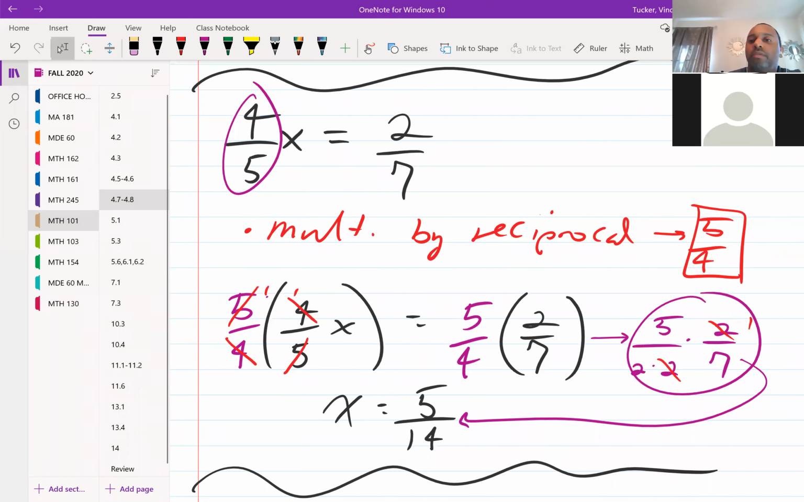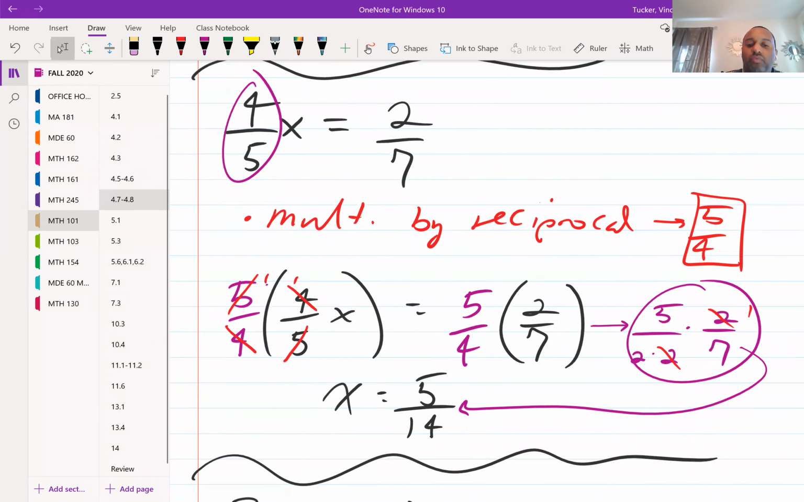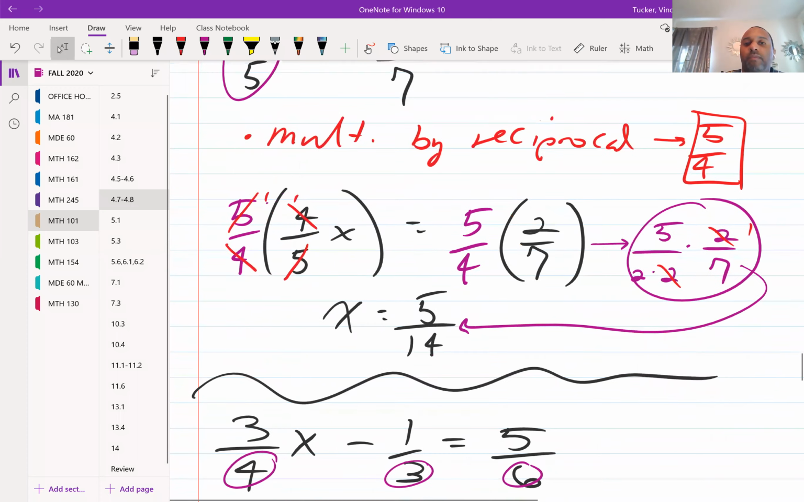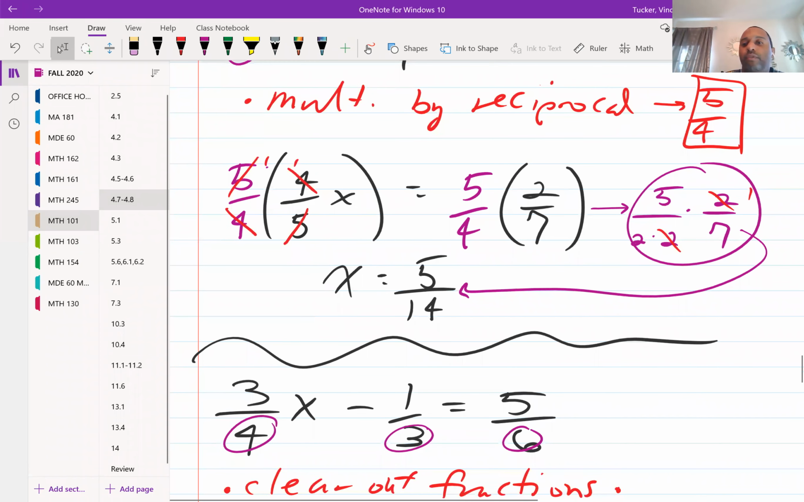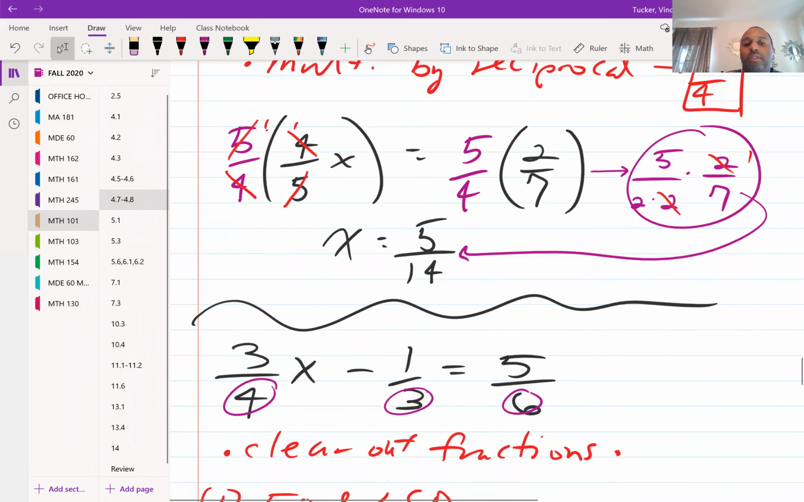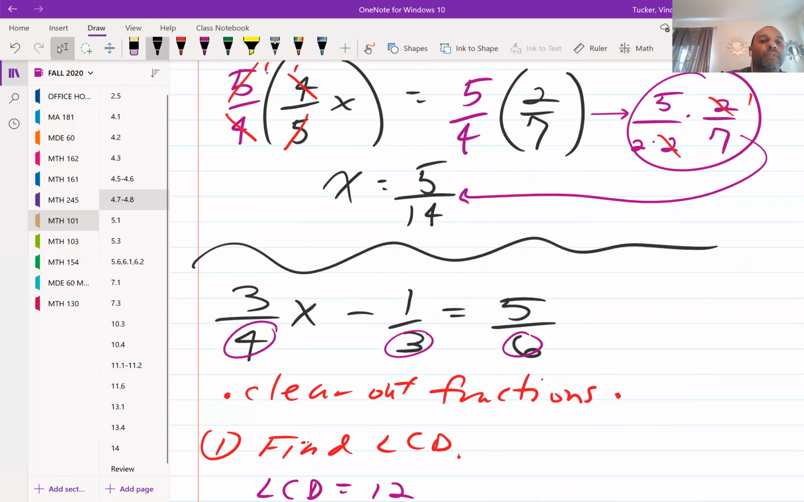Any questions? All right, we have a few more. All right, so another option or way of solving equations.